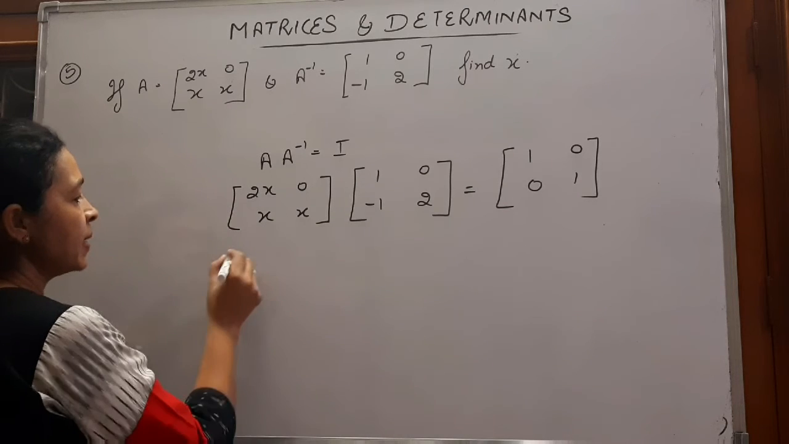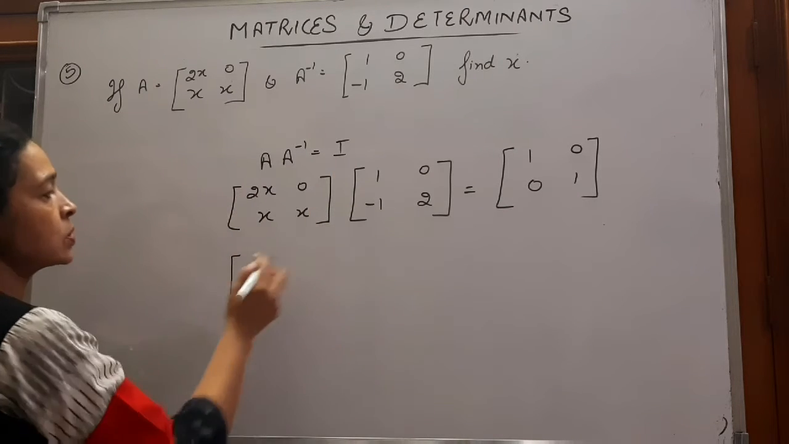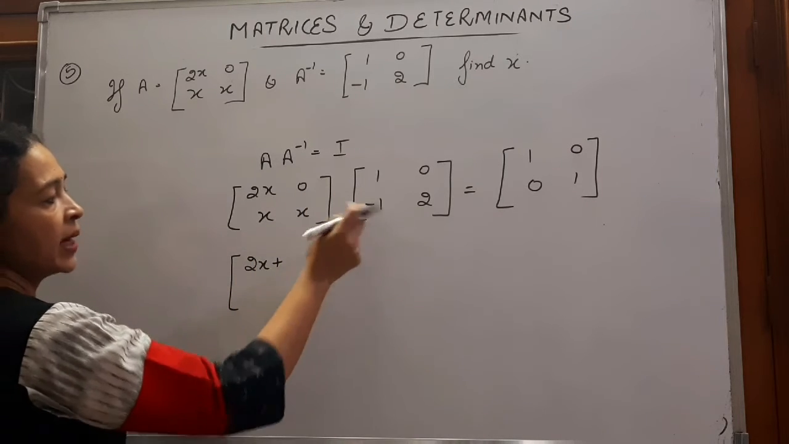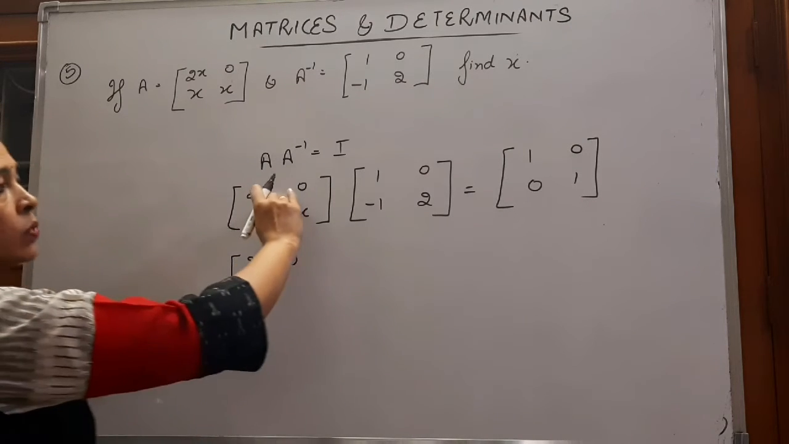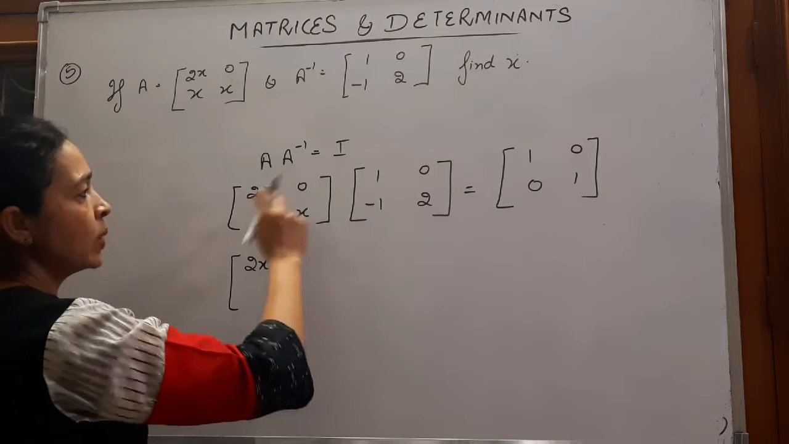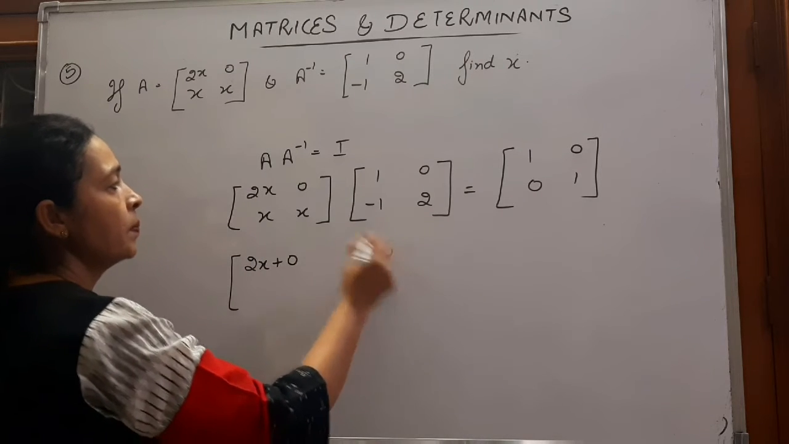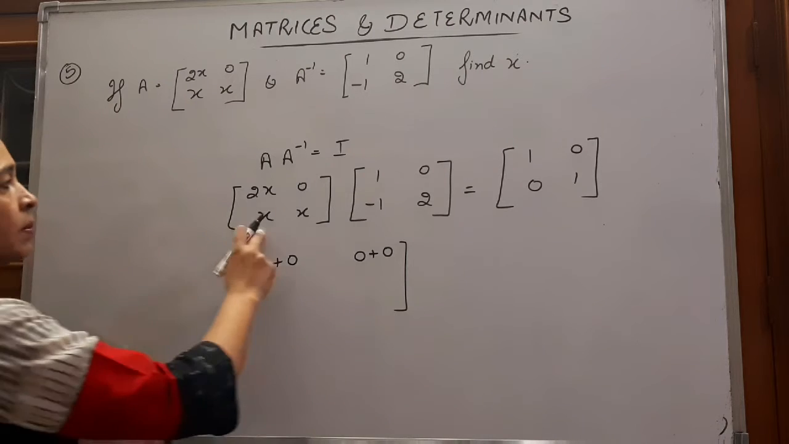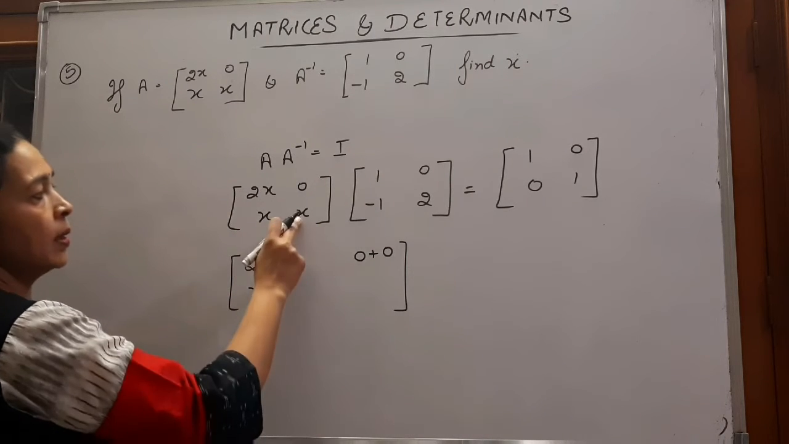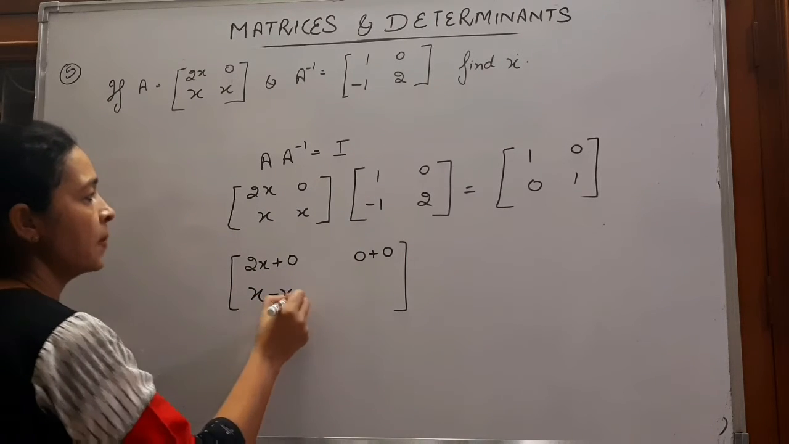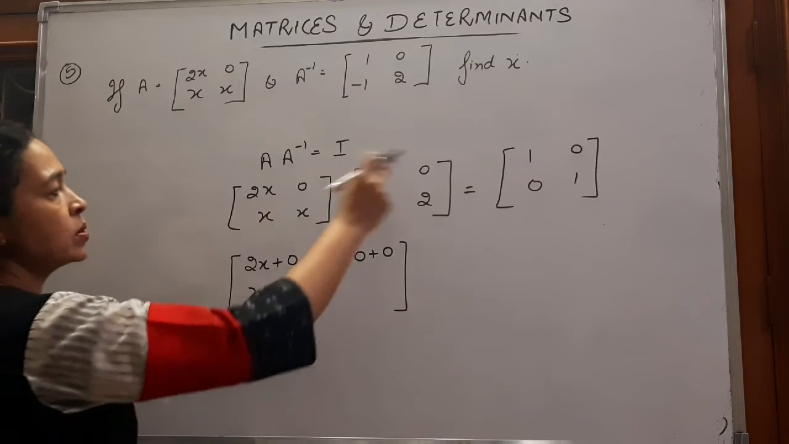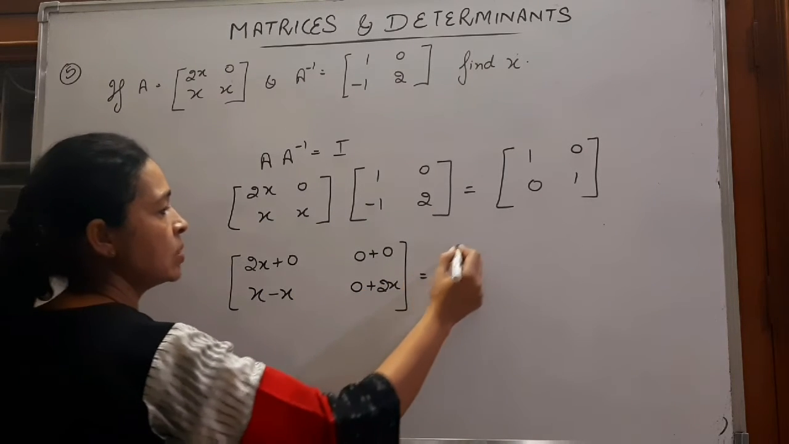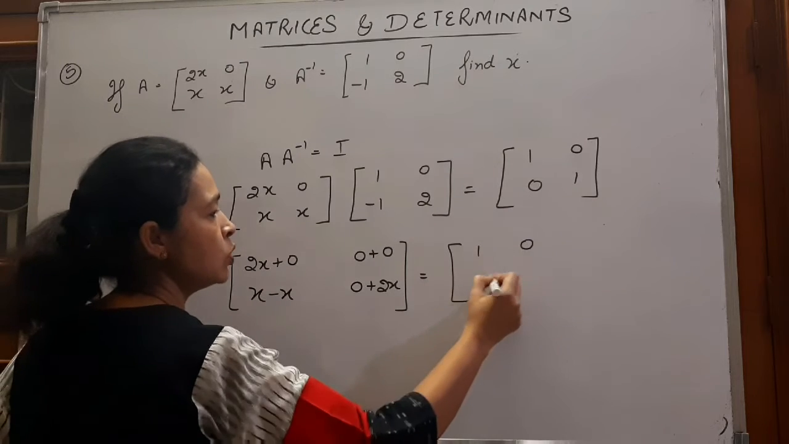Now, we will multiply these two. First row with first column, 2x into 1, 2x, plus 0 into minus 1, 0. First row with second column, 2x into 0, 0, 0 into 2, 0. Second row, first column, x into x, x, plus x into minus 1, minus x. Second row, second column, x into 0, 0, plus 2x, and this equals 1, 0, 0, 1.